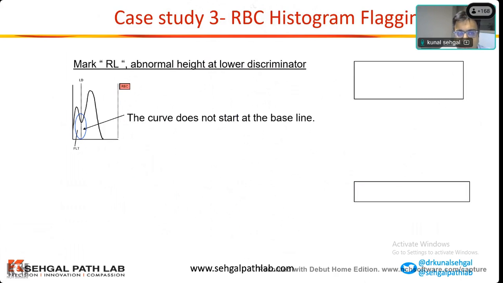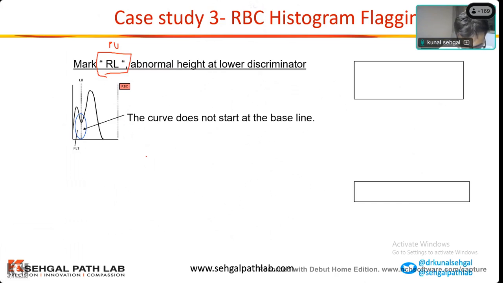Now, case study 3, we will move to Dr. Shubham. This is a curve where it was similar to the first case, where this mark RL is coming. Can you tell me what RL could be? It is an RBC flag, by any chance? So RBC lower discriminator. It is the same as the PU flag. When you interpret platelets, it will give you the PU flag, platelet upper discriminator. In RBC, it will give you RBC lower discriminator.